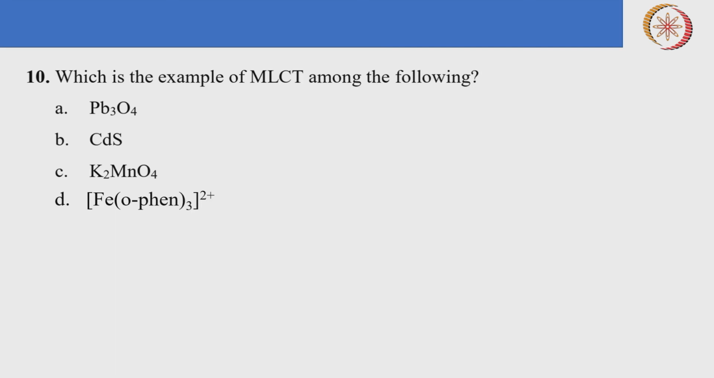I think this is the last question. Which is the example of metal to ligand charge transfer among the following? One is lead oxide, one is cadmium sulfate, one is KMnO4, and the other one is some iron organic complex.